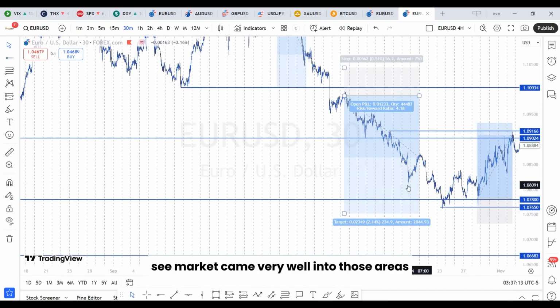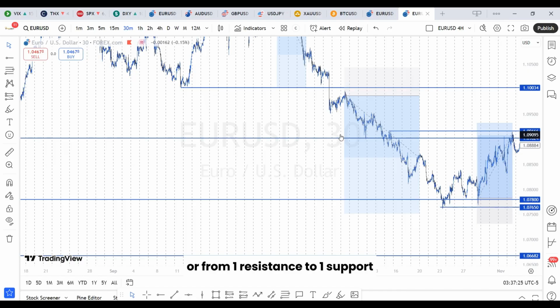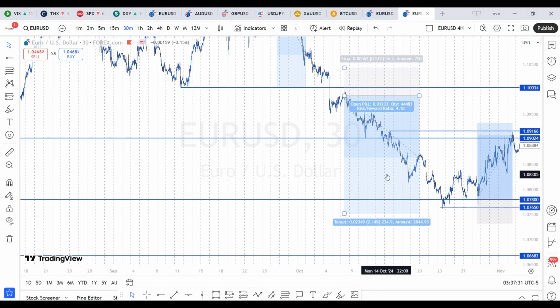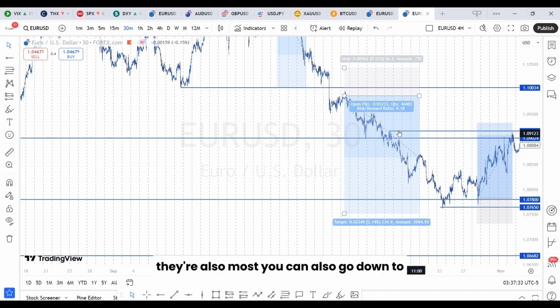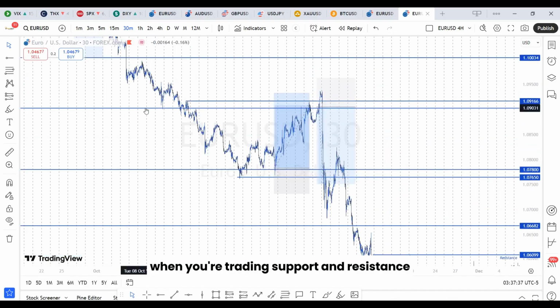See, the market came very well into those areas. So you can see that support and resistance also works. You are trading from one support to one resistance or from one resistance to one support, but they most times give you a longer time frame to work with. You can literally also go down to lower time frame when you're trading support and resistance.